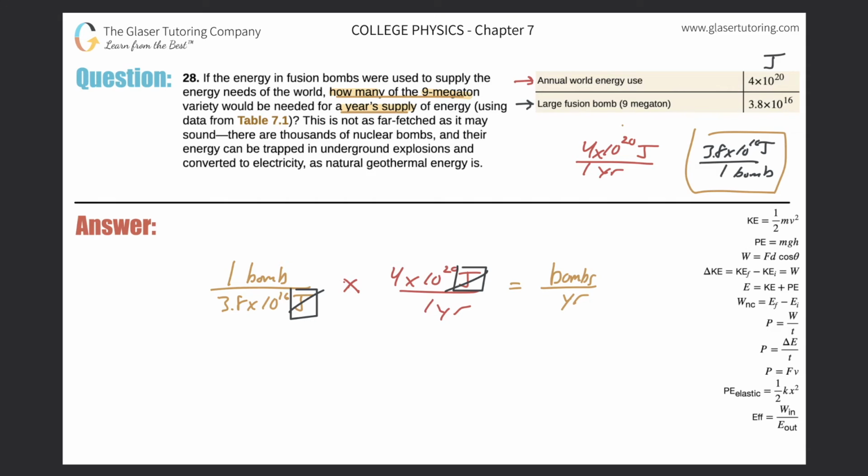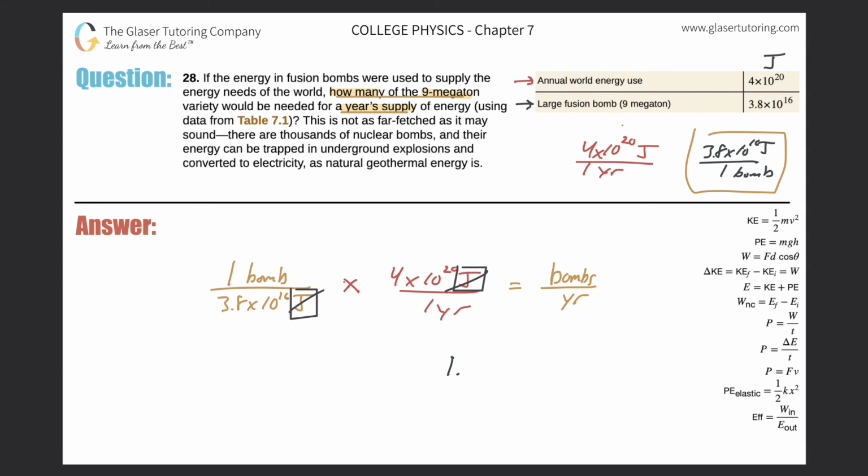I think it's very easy if you look at dimensional analysis from understanding what you're given, and then where you need to go, and then just trying to flip and manipulate those fractions to get you there. So in any case, this is now the math that we need to do to get our answer. It's simply going to be 4 times 10 to the 20th divided by 3.8 times 10 to the 16th.